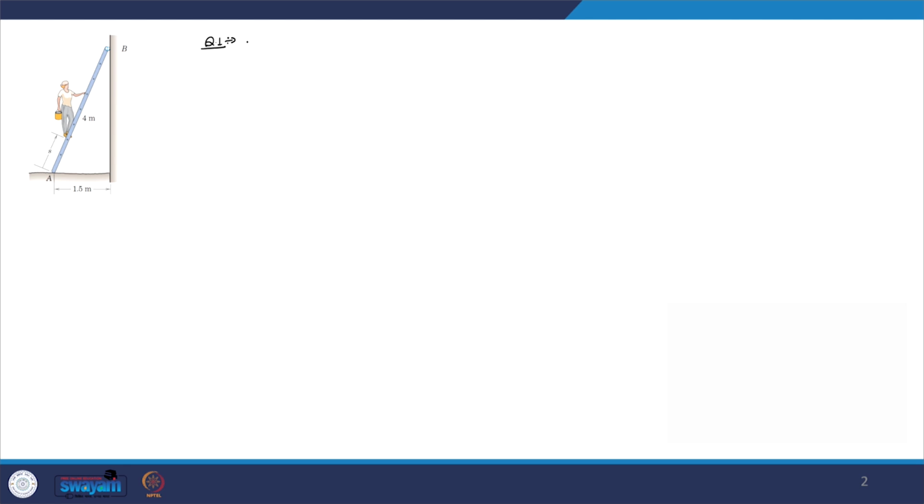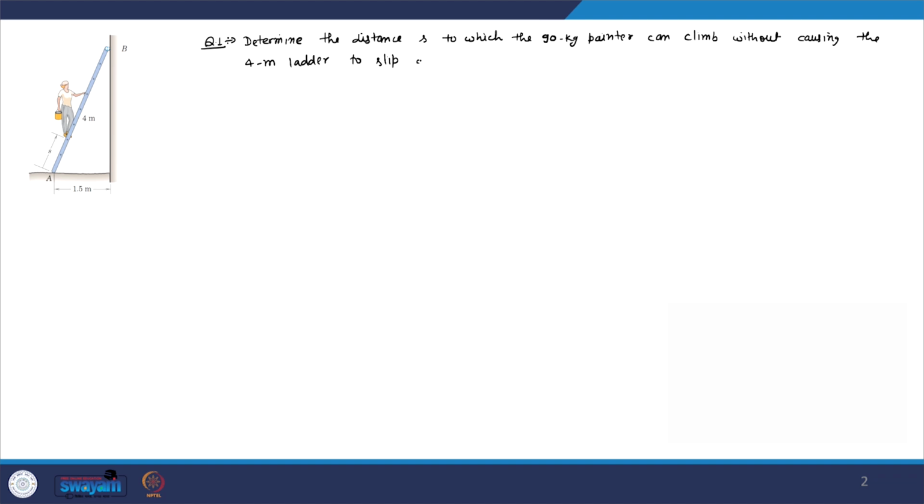The question statement is: determine the distance s to which the 90 kg painter can climb without causing the 4-meter ladder to slip at its lower end A.